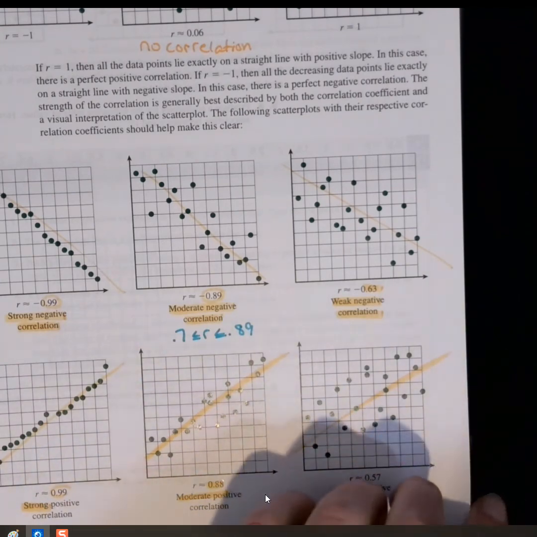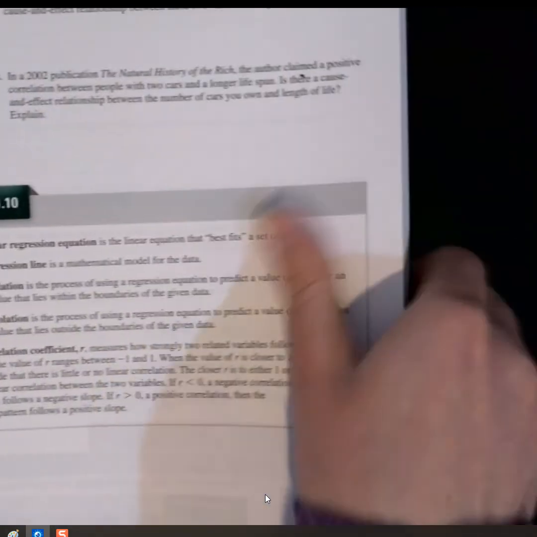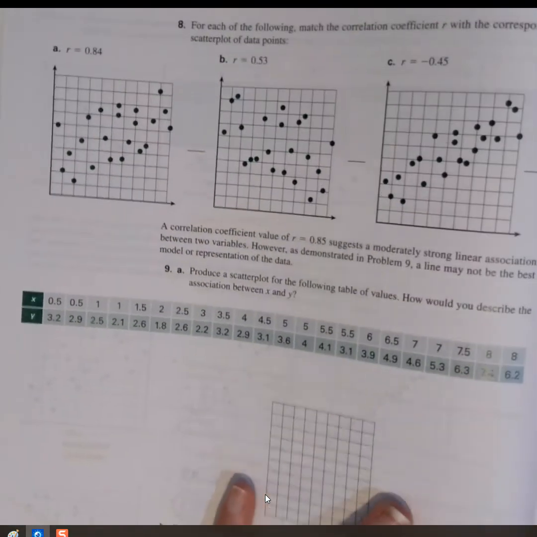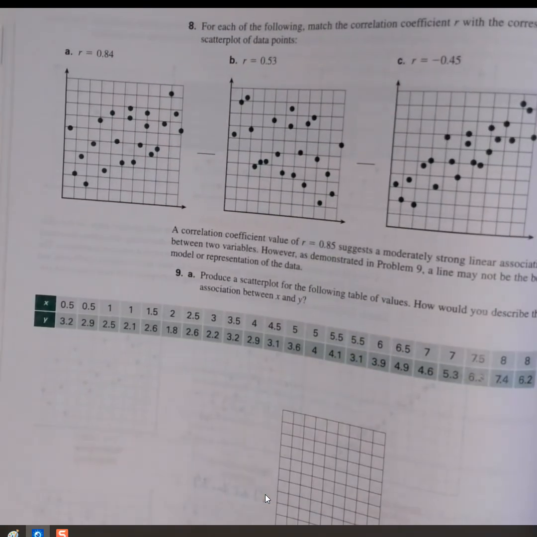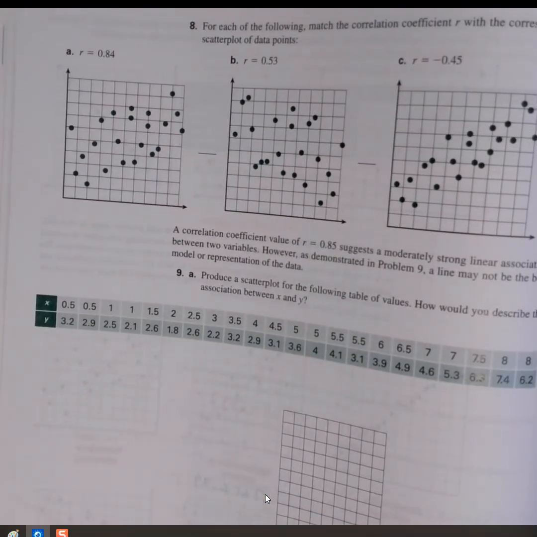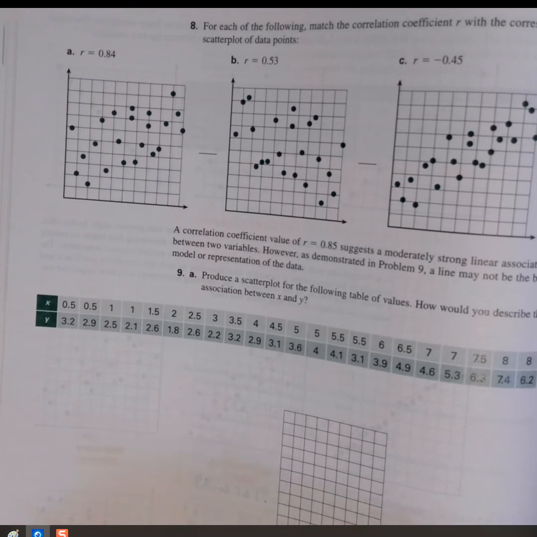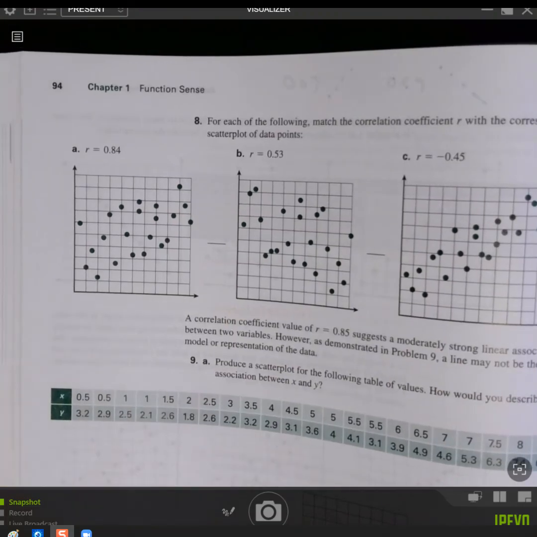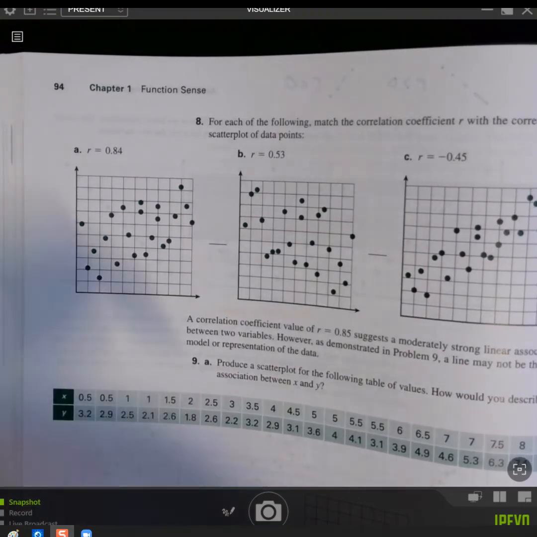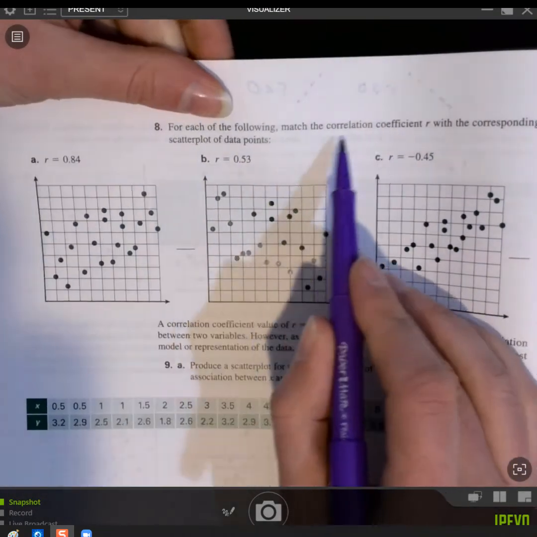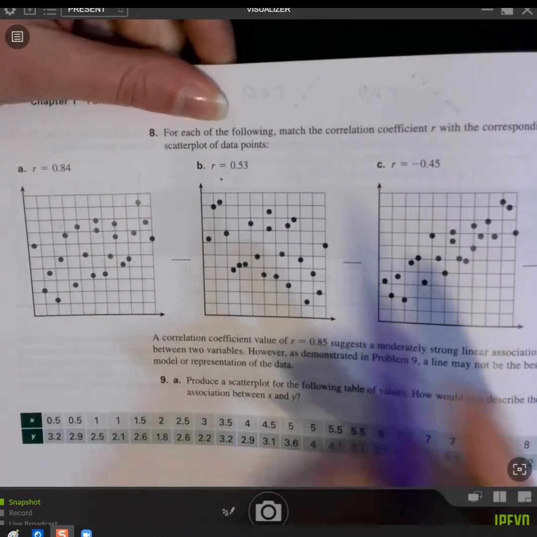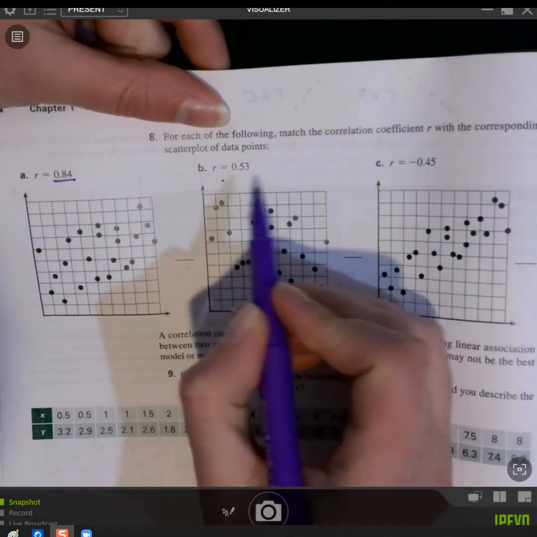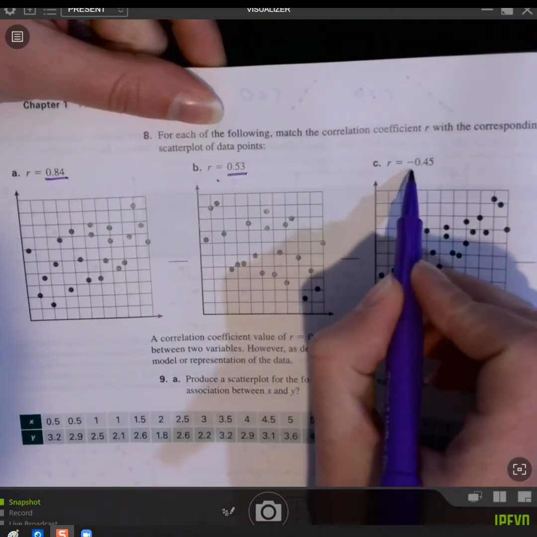Okay. Almost done. We've got a few more. Looking at this one, we want to be able to predict which graph is which. For each of these, we want to match the correlation coefficient R with the corresponding data plot. So I've got one that is 0.84, one that is 0.53, one that is negative 0.45.